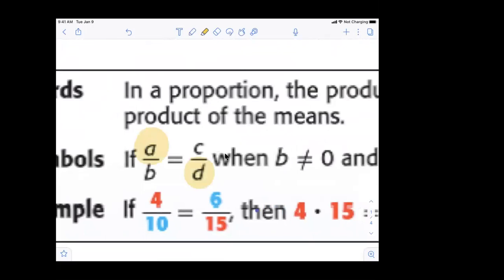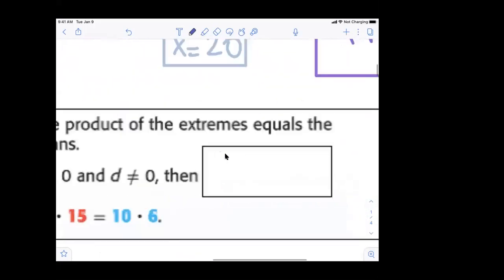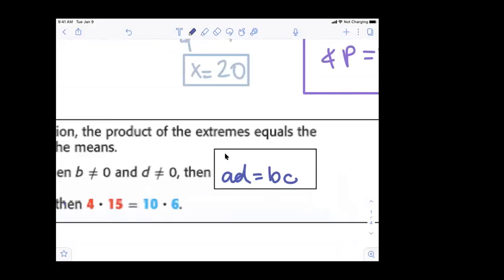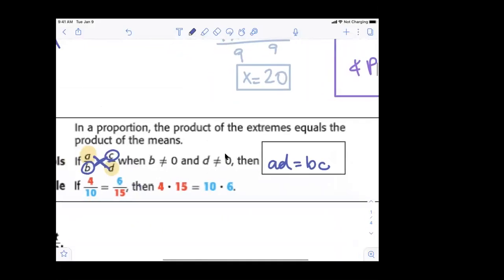The means are the ones in the middle, which are B and C. When we cross multiply, we multiply across. So B and C get multiplied together and A and D get multiplied together. You've done this before. I know we've tried to do it in the past. We've done AD equals BC before, but now we're solving problems using this and doing it a little bit more intensely. I know you did this back in Algebra 1.